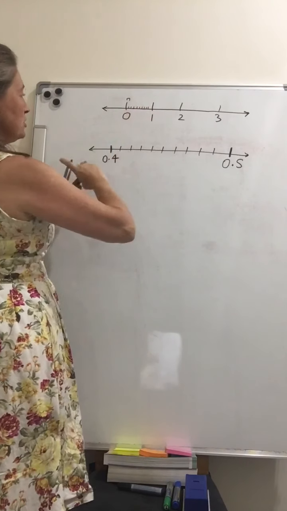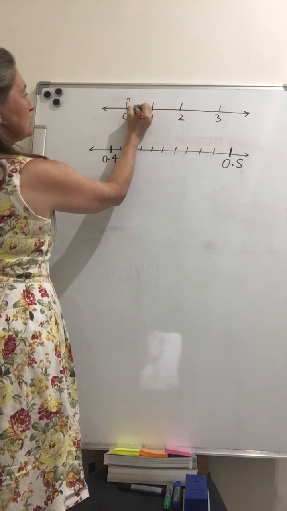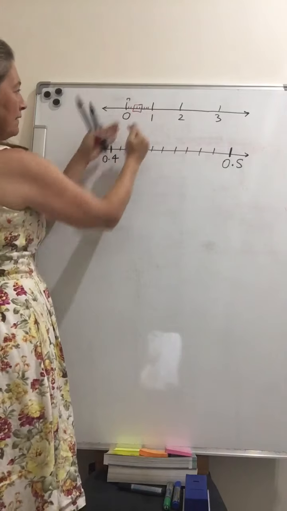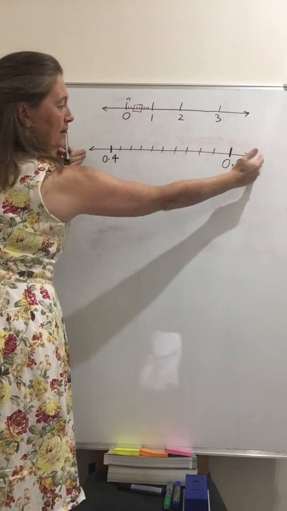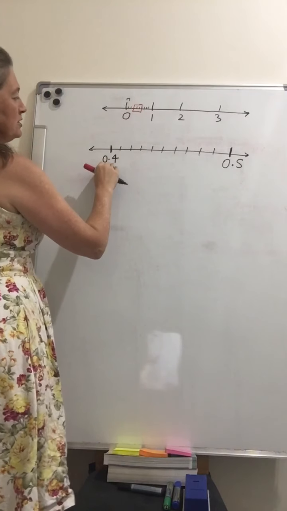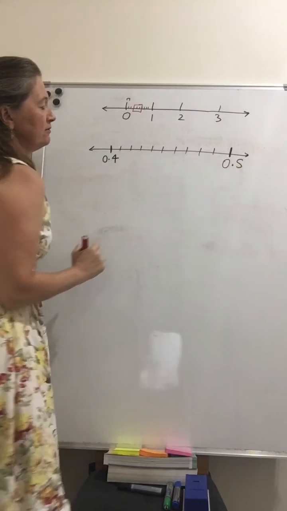Now what I want to do is hone in on this little section here. And that's what I've done. I'm zoomed in on that and I've written it in that way. So I'm going from 0.4 to 0.5.